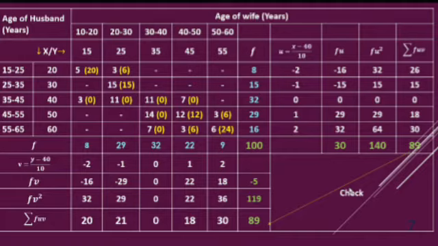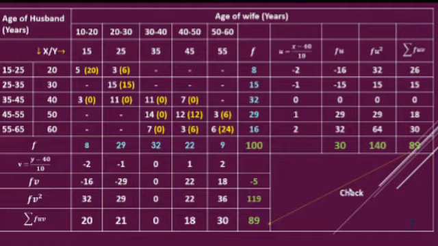Okay. Now you find out F into U. F is blue color, U is white color. So 8 into minus 2, minus 16. 15 into minus 1, minus 15. 32 into 0, 0. 29 into 1, 29. 16 into 2, 32. You understood now? FU, F into U.